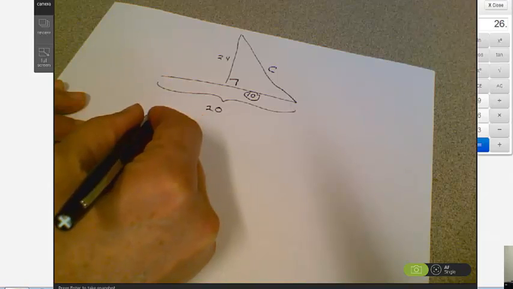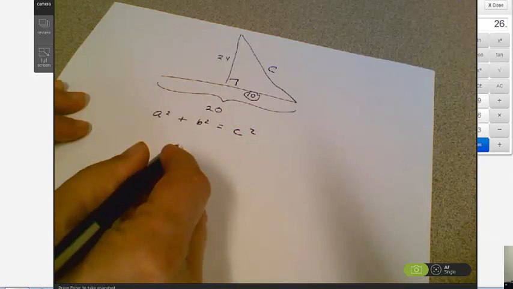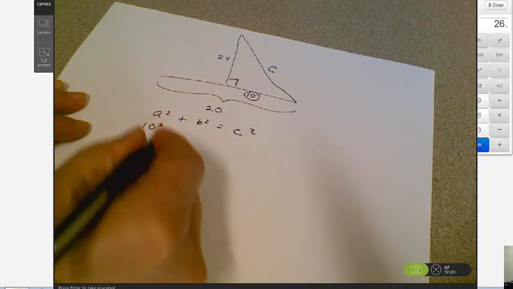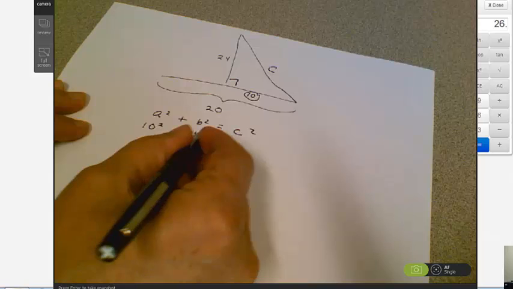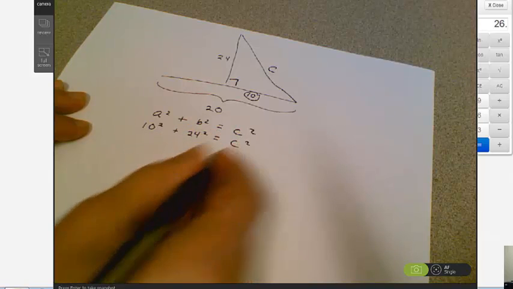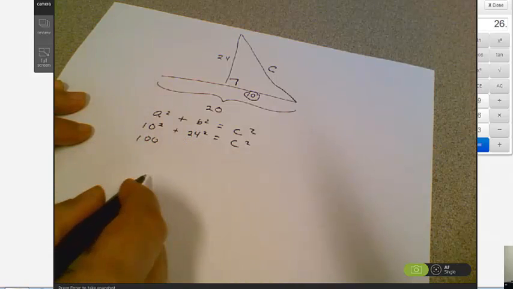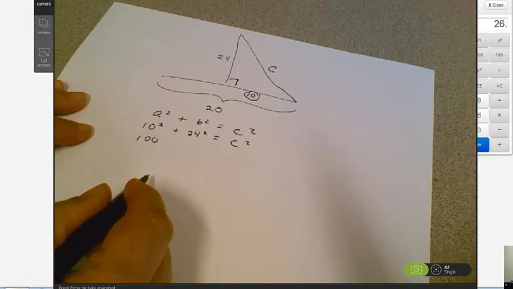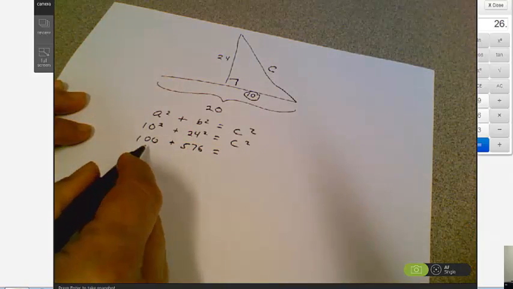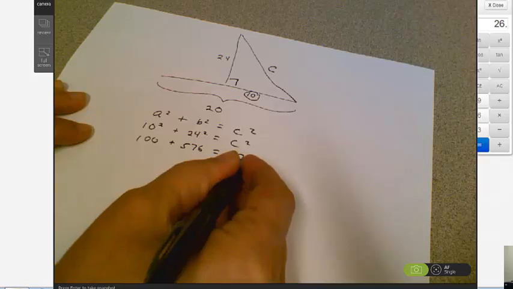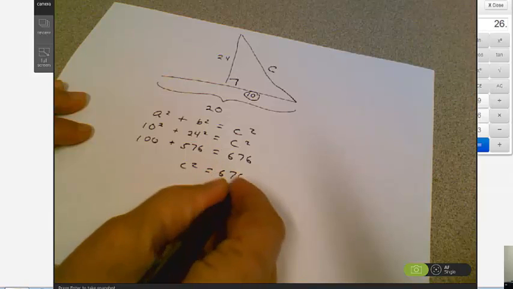The Pythagorean theorem is a squared plus b squared equals c squared. So we'll say a is 10, which is the radius, squared, plus b, which is the height, 24 squared. That'll equal c squared. 10 squared we know is 100. I'd have to use my graphing calculator to figure out that 24 squared is 576. 100 plus 576 equals 676. So c squared is going to equal 676.